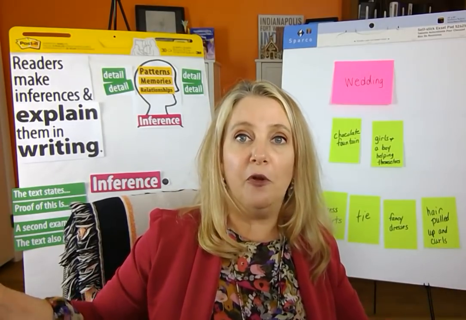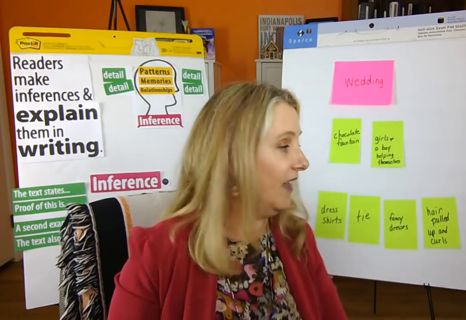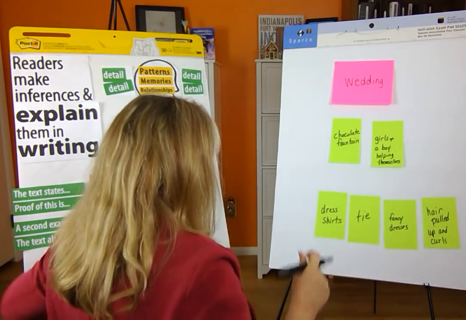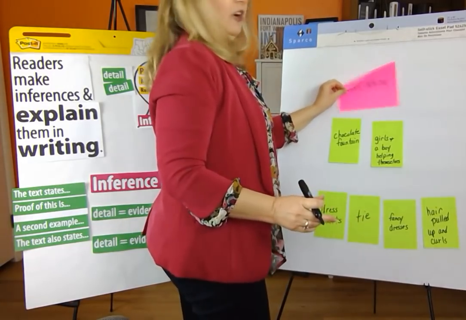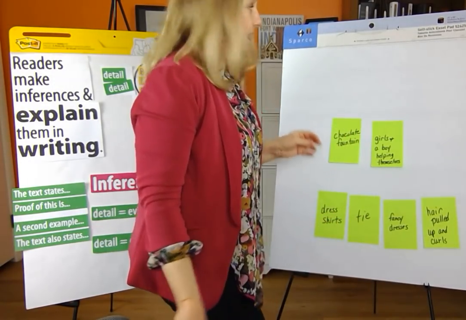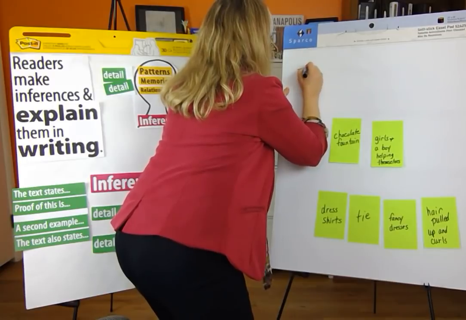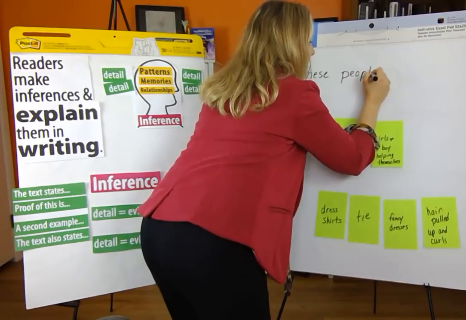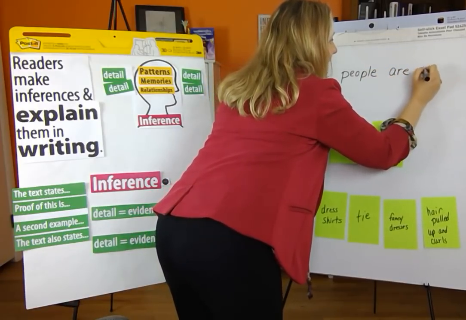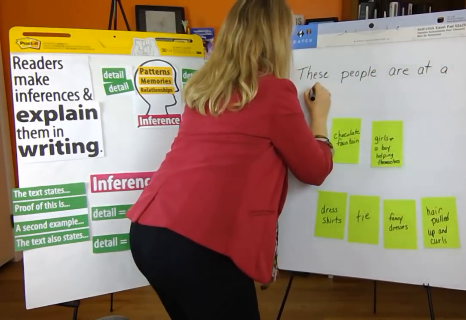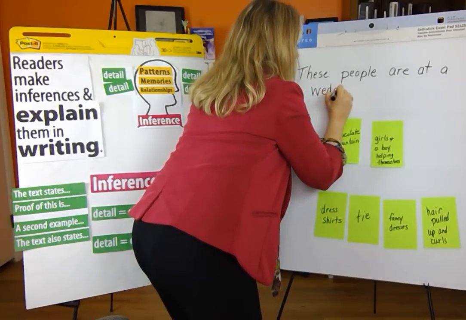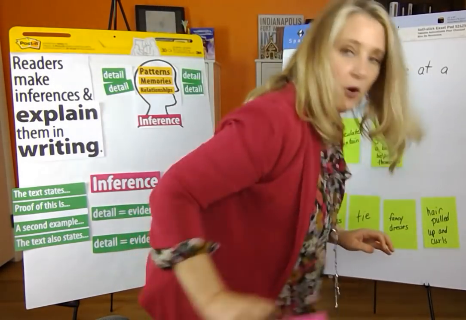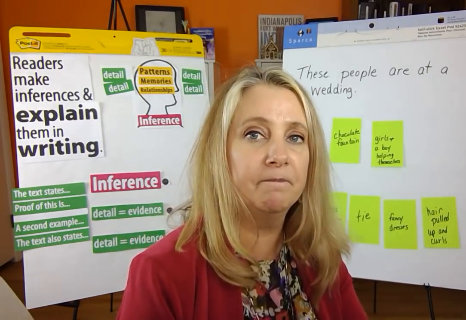This is for 2nd and 3rd grade. You can write in sentences. I know you can. So now let me show you. If my question is, where are these people? And I don't know their names or anything like that. I'm just going to say, these people are at a wedding. Period. I wrote my inference. Period. Okay.